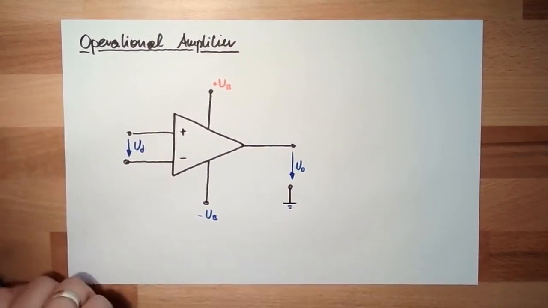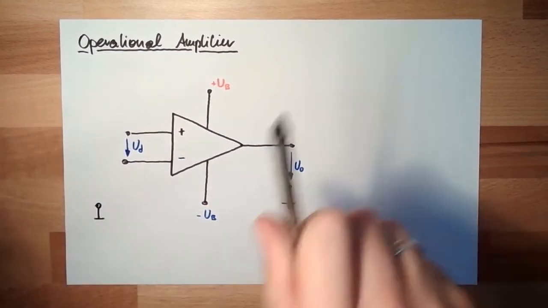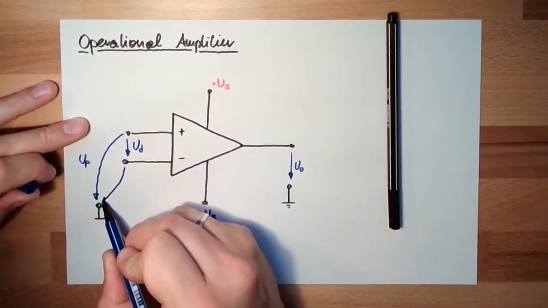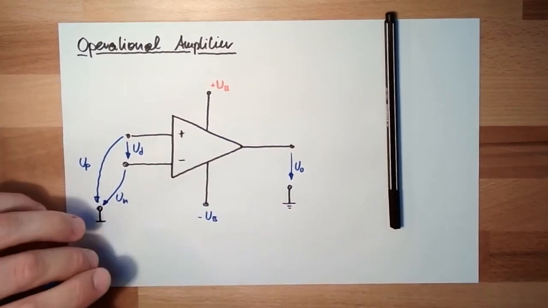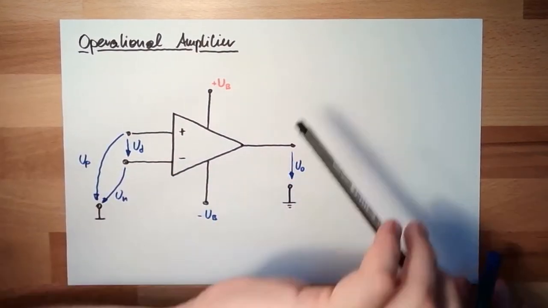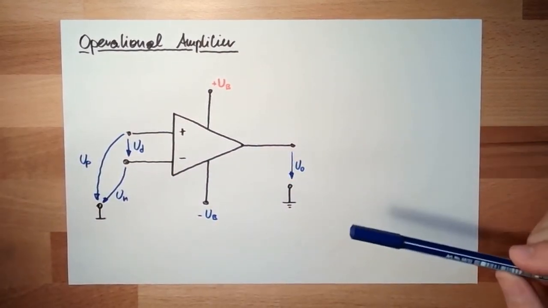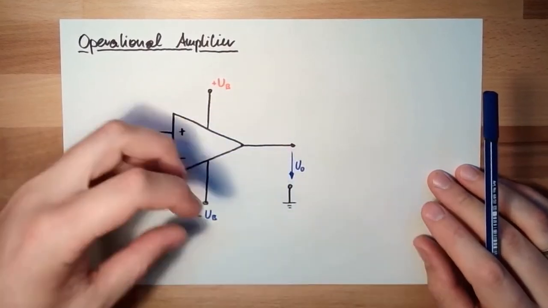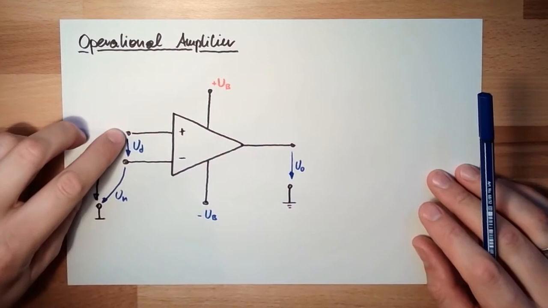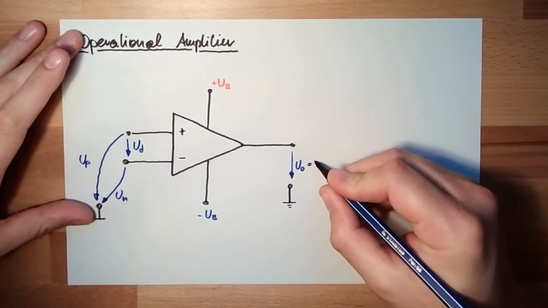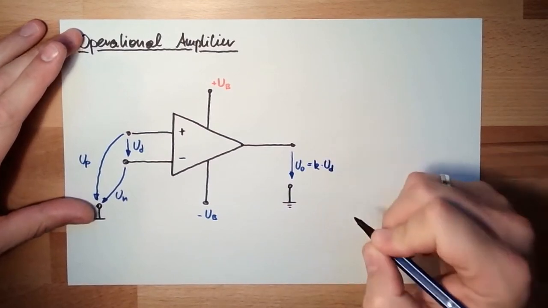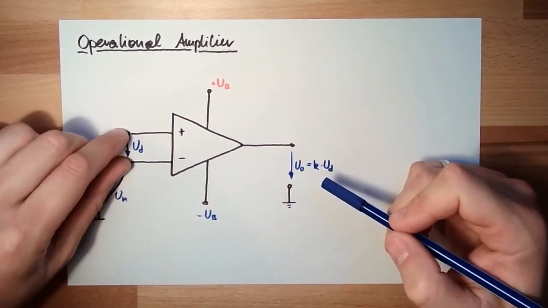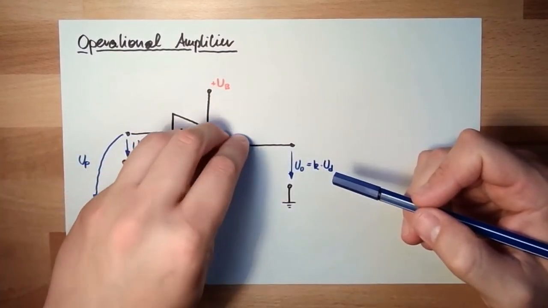Of course, we got here a positive voltage, UP, and here a negative voltage, UN. And between them there is the differential voltage. The only thing which should be amplified by the amplifier is this differential voltage. So the output is K times UD. If UD is negative, the output will get negative. So there's an amplification factor, and only this differential voltage is amplified and presented at the output.